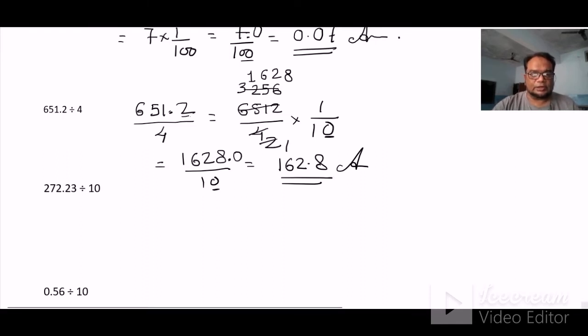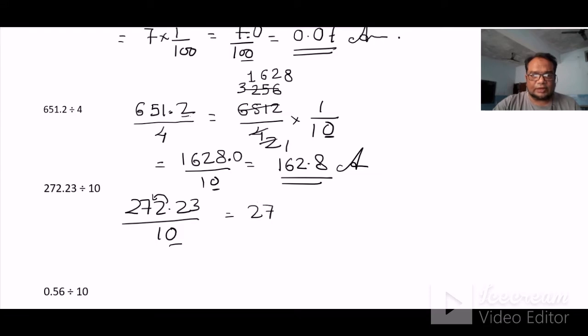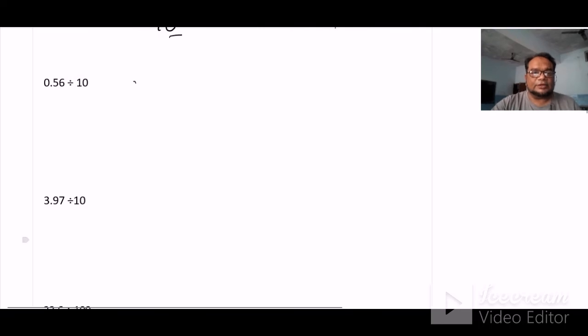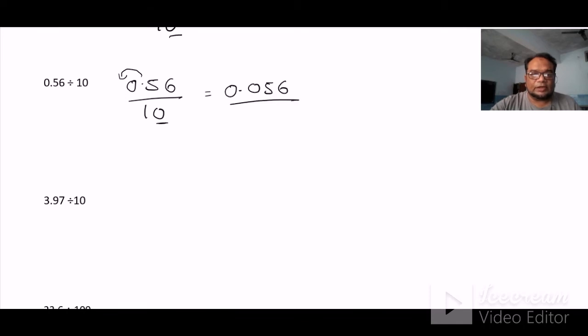The next question is 272.23 divided by 10. So here is 10. So this decimal is shifted left 1 digit. So the answer is 27.223. Similarly, here 0.56 is divided by 10. Here is 10. So the decimal is shifted 1 digit to the left side. So it becomes 0.056.